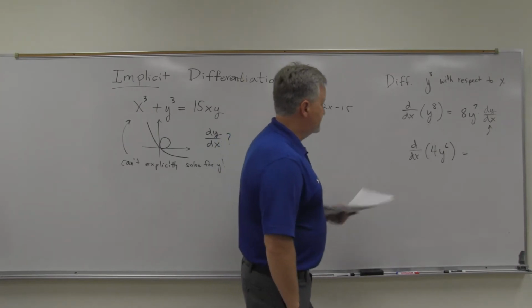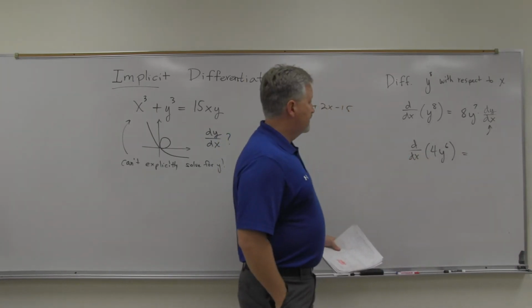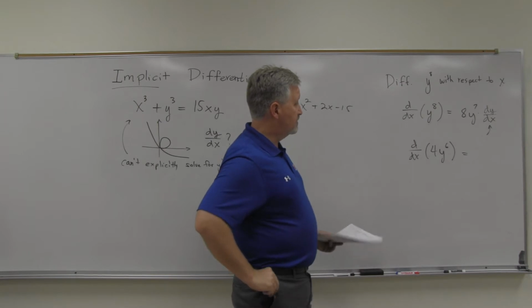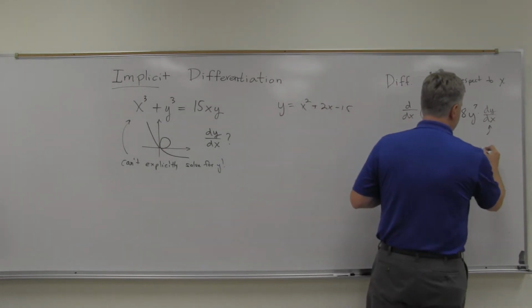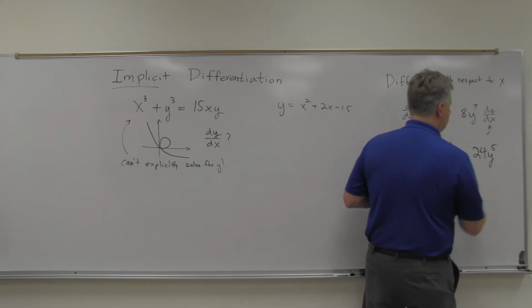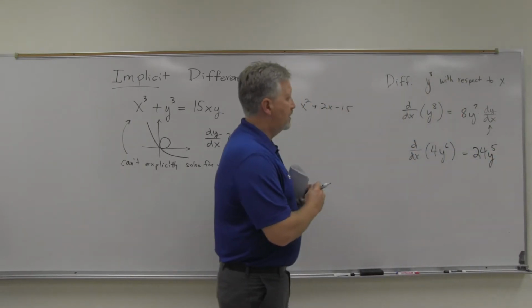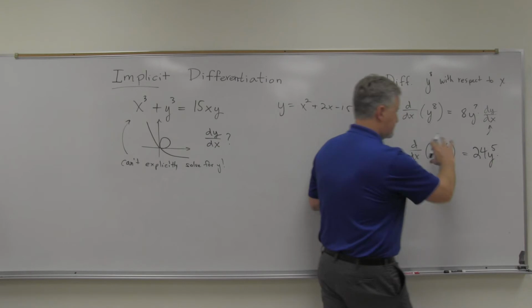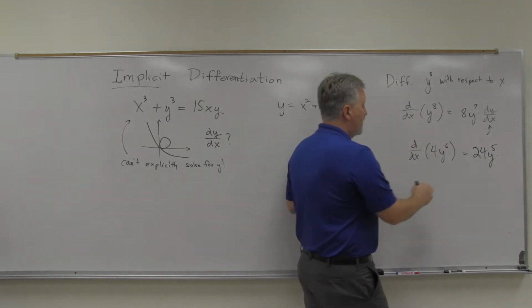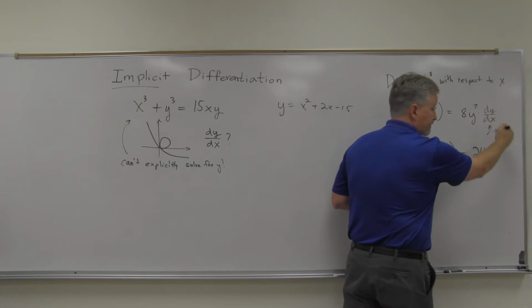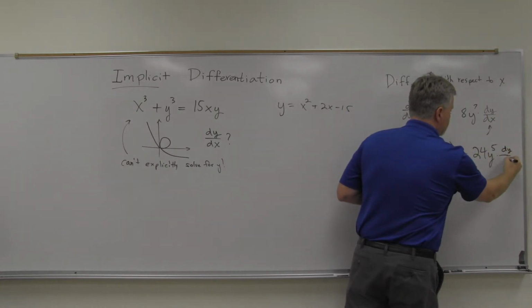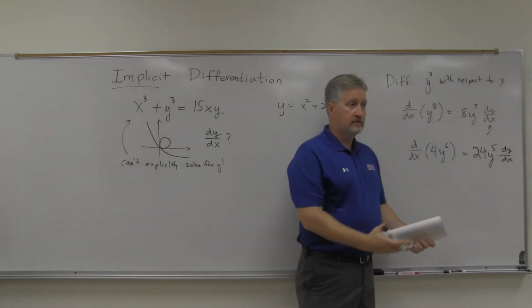Well, just the 4y to the 6th power, I've got 24y to the 5th. So, that's the power rule, but I'm doing the derivative with respect to x of a y, so I've got to add this dy over dx. All right? So far, so good.